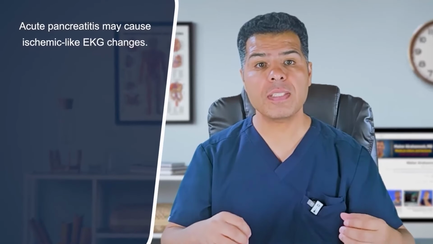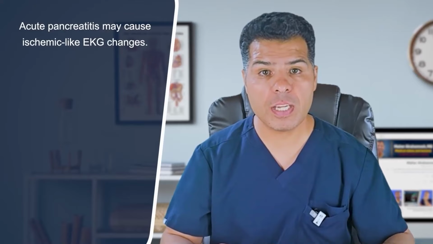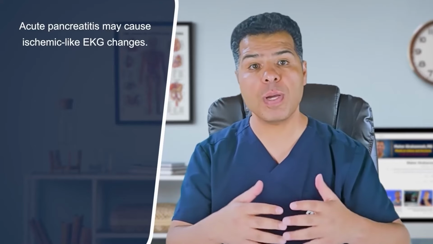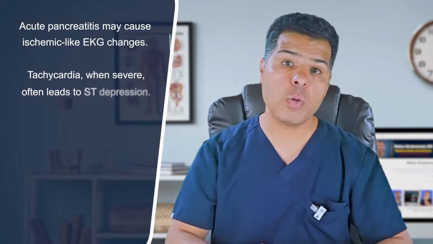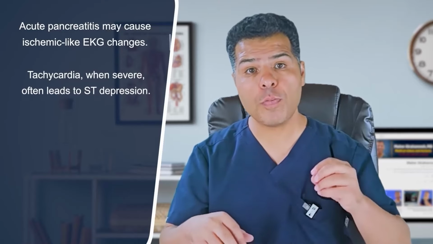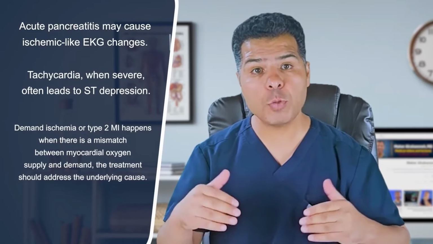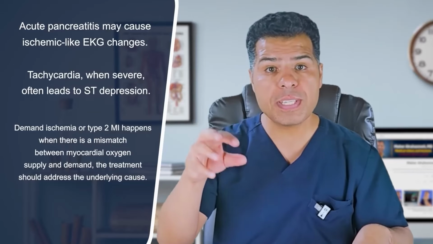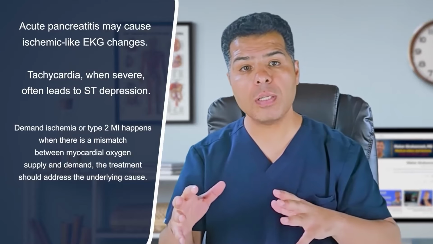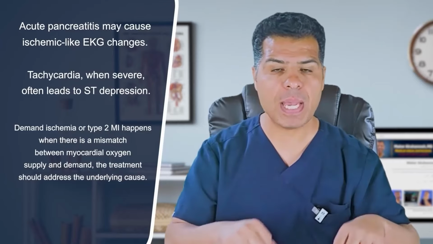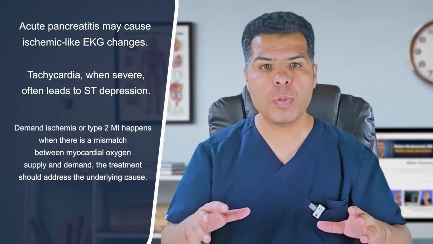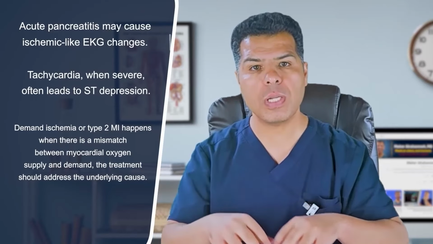Lessons learned here: similar to stroke, acute pancreatitis may cause ischemic-like EKG changes in the absence of myocardial ischemia. Tachycardia, when severe, or any tachyarrhythmias often lead to ST depression. Demand ischemia or type 2 MI happens when there is a mismatch between myocardial oxygen supply and demand. The treatment of type 2 MI should be addressed to the underlying cause.